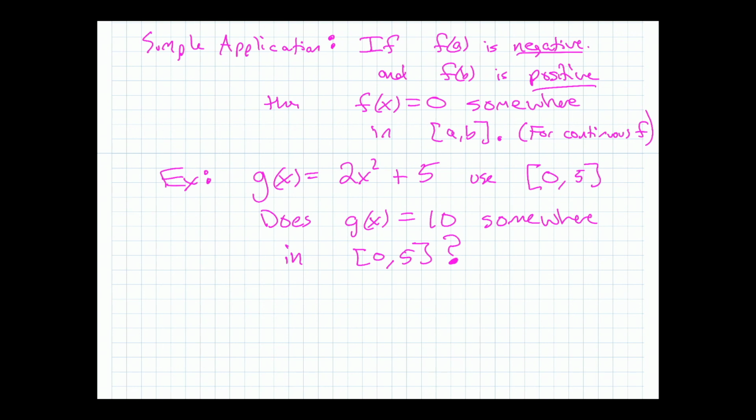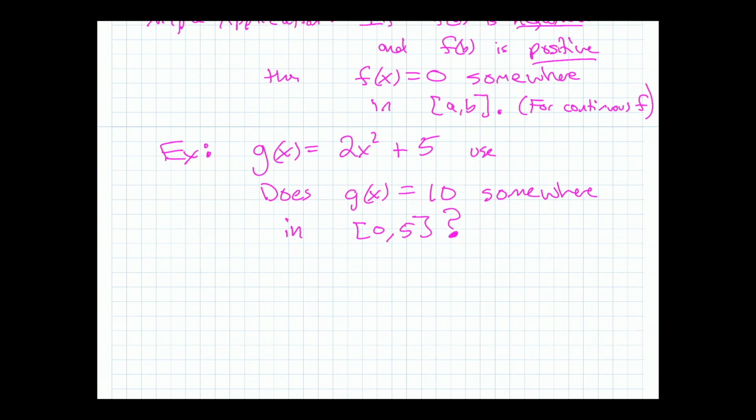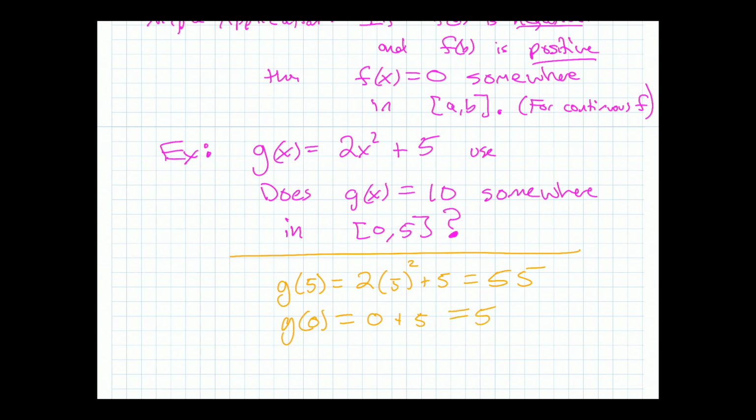Now I don't need to solve that equation to answer this, right? Here's what you can do. You would just evaluate g of 5. I don't know why I'm starting with the 5 and not the 0, but I am. So do g of 5. You get 2 times 5 squared plus 5. What is that? 5 squared is 25, times 2 is 50, plus 5 is 55. That's 55. Now g of 0. What's g of 0? 0 plus 5, which is 5, right?